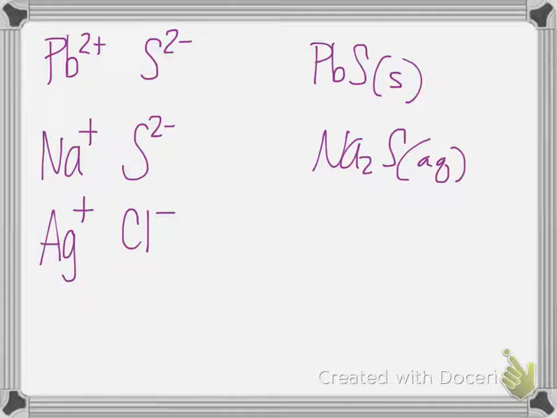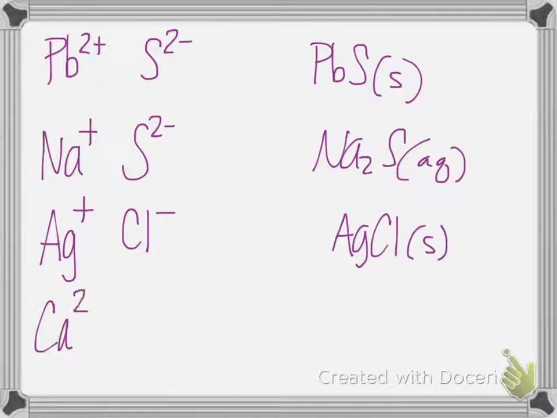Ag and chloride, silver and chloride, what would it be? Insoluble. It's one of the exceptions. So we would write AgCl with a little S behind it. How about calcium and carbonate?